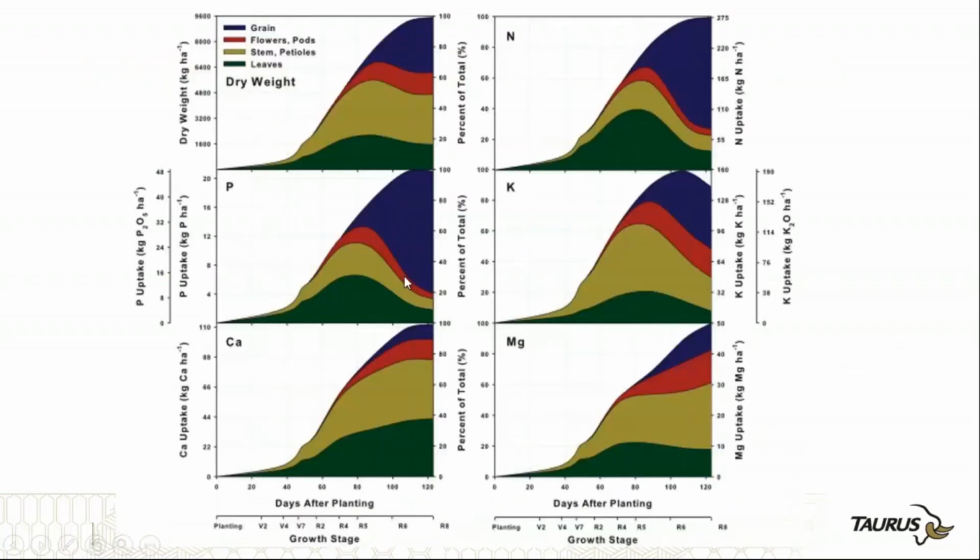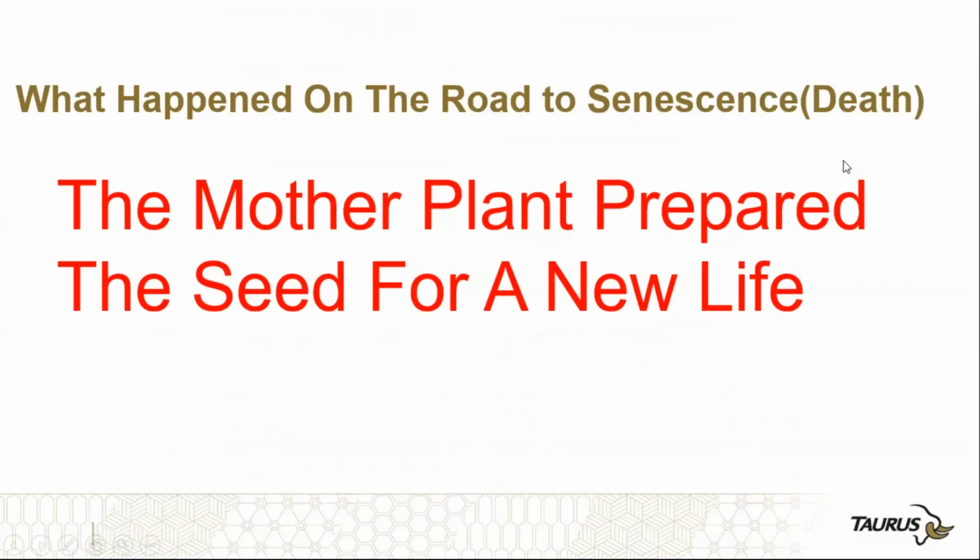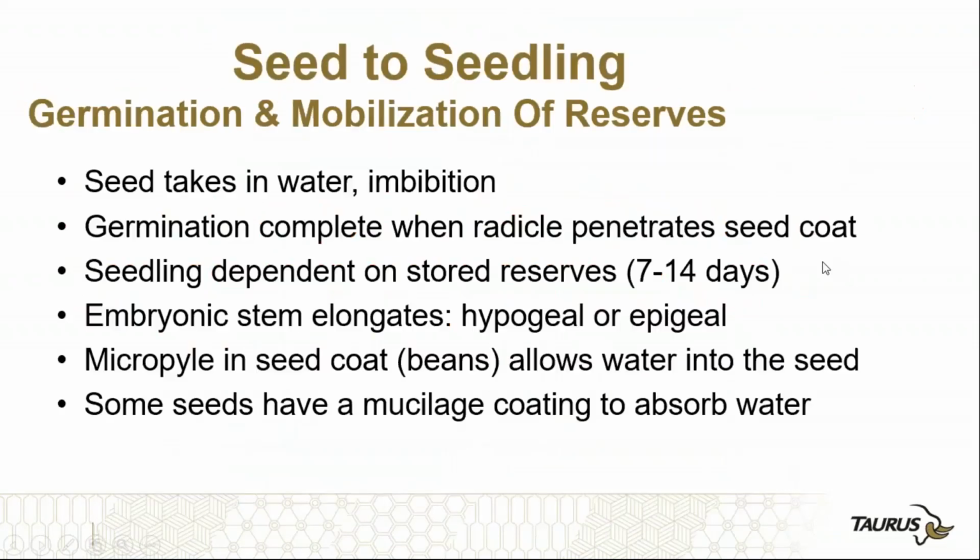The same thing happens with soybeans. Look at all the protein, the phosphorus, going into the seed. A lot of the nitrogen going into the seed. So the plant moves that into the seed, not because the plant knows the farmer's going to use it. It does it because it wants the seed to use it. So the mother plant prepares the seed for a new life.